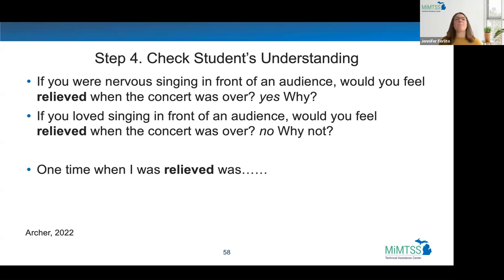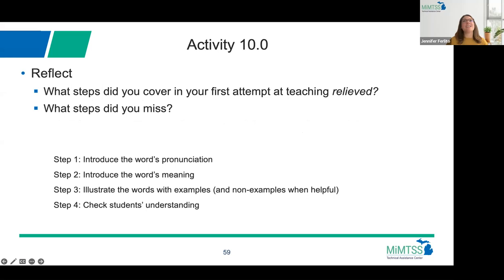Thanks for sharing, Lisa. So that is just a very, very quick example of the steps that you would run through to teach a vocabulary word. And now I just want to stretch your thinking a little bit, not only to language, but what about social language lessons? We just taught the word relieved. So what little tweaks could we make to relate that to our pragmatic language lesson?